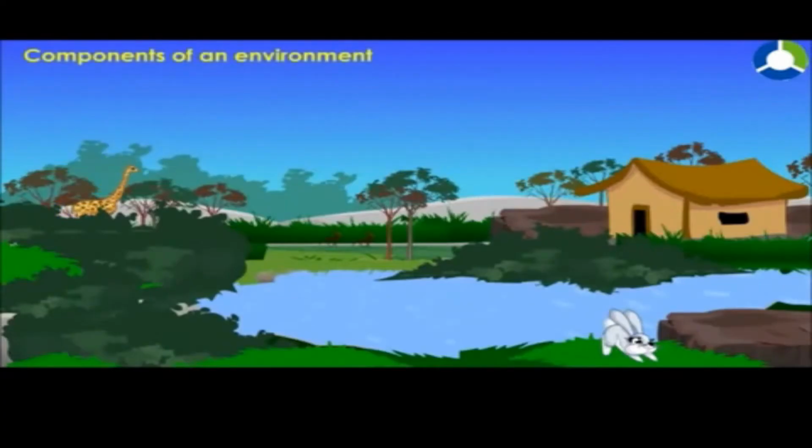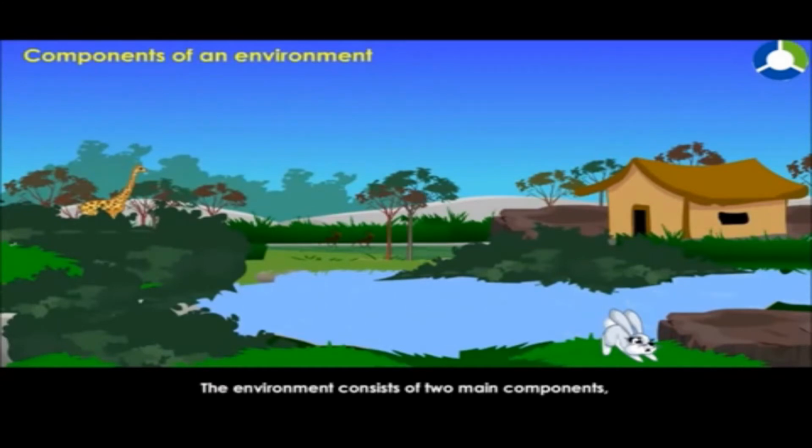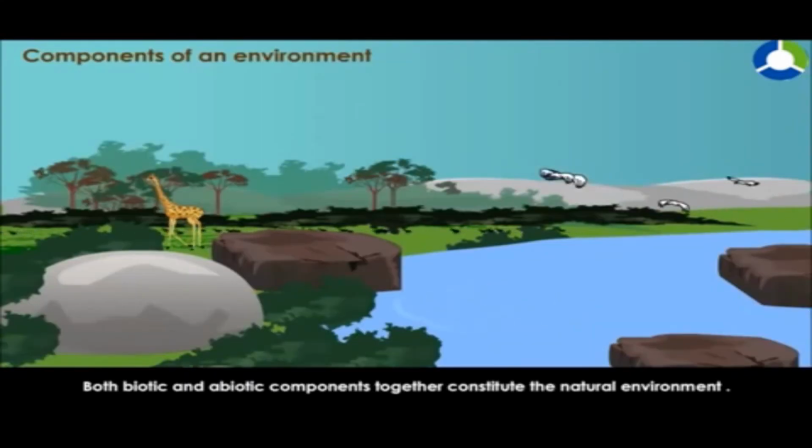Components of an environment. The environment consists of two main components. They are 1. Abiotic or physical environment. 2. Biotic or biological environment. Both biotic and abiotic components together constitute the natural environment.